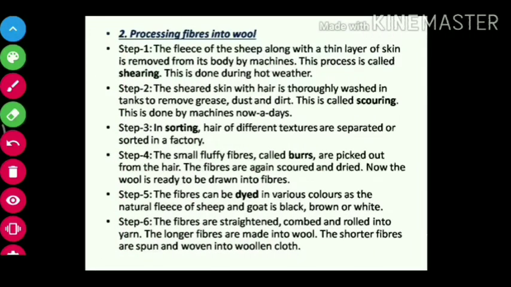Next, number 2 is processing fibers into wool. Now we got the fibers, we have to process them into wool. Step 1: the fleece of the sheep along with a tiny thin layer of skin is removed from its body by machine. This process is called shearing. This is done during hot weather, because in hot weather they cannot feel the cold.